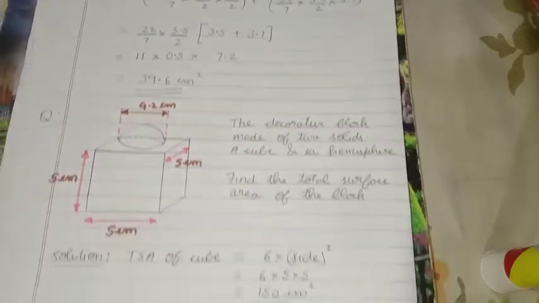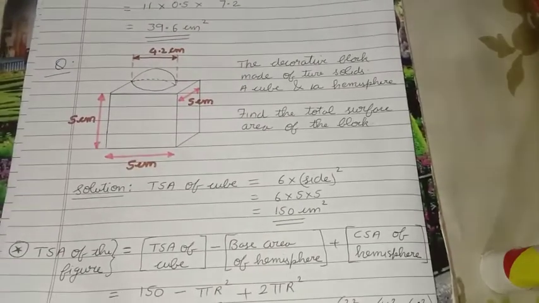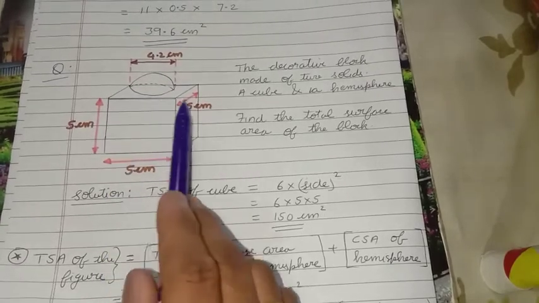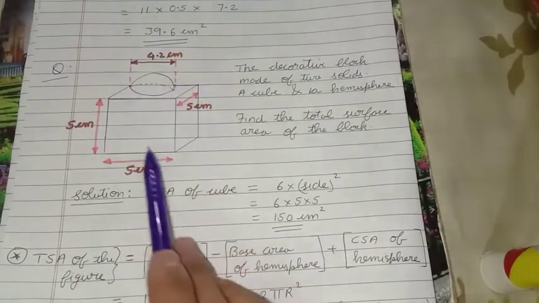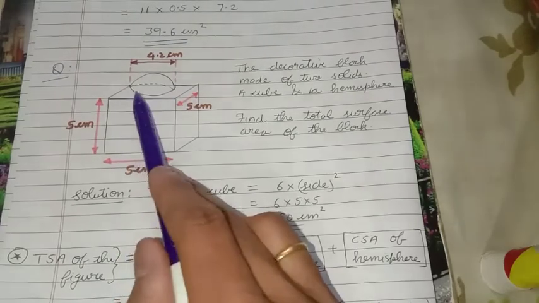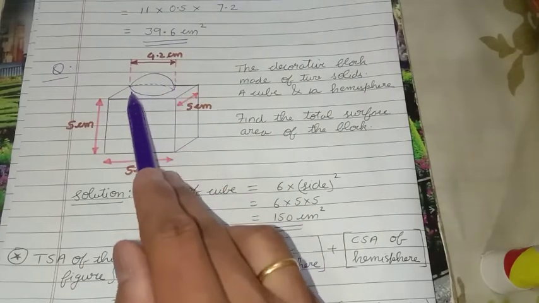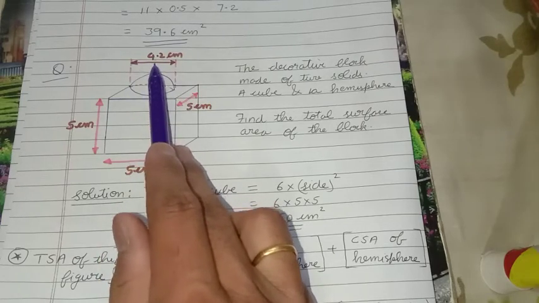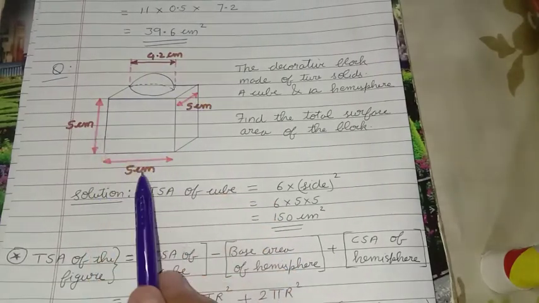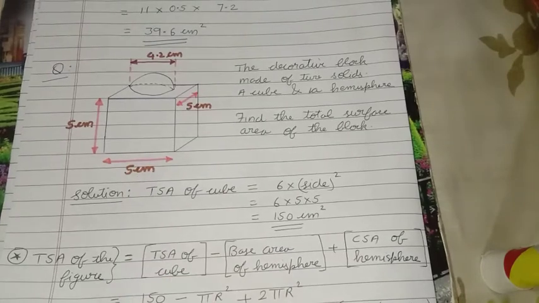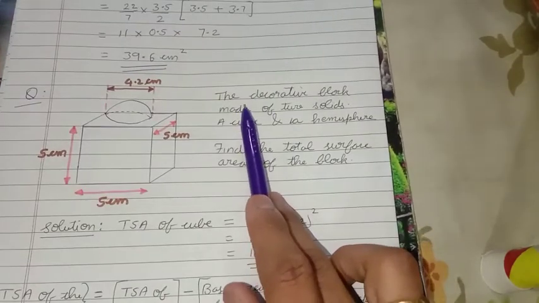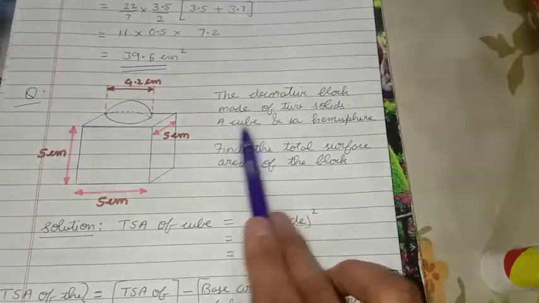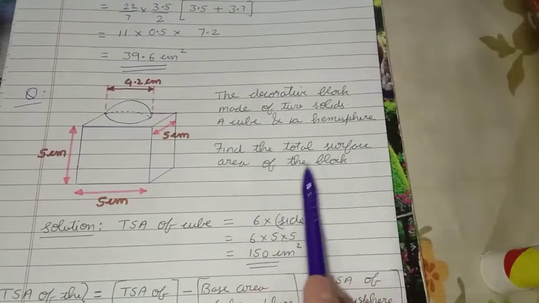Okay, next and last problem for you in this video. See, can you see this diagram drawn for you? It's a cube actually at the base, and at the top you have a hemisphere. The diameter of this hemisphere at the center is 4.2. This cube is 5 by 5 by 5 centimeter. It's like the decorative block made of two solids, a cube and a hemisphere. Find the total surface area.